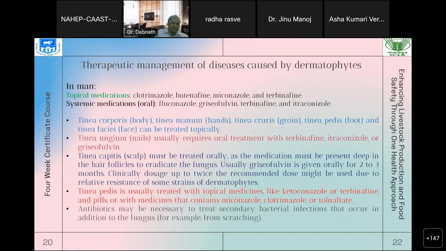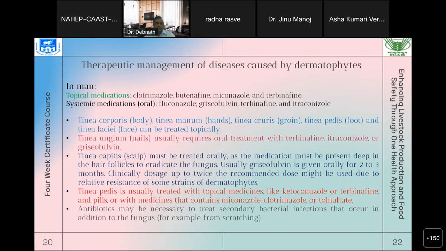Finally, I would like to mention the therapeutic management of this disease. For dermatophytes, the therapy is mostly, one, the topical application of different antifungal agents. Second is systemic application. Now it depends upon which portion of your body is affected. If you are suffering from tinea corporis, manuum, cruris or pedis, all are superficial infections of the skin, so we generally use topical antifungal agents. In case of tinea unguium, meaning nail, it usually requires oral treatment with terbinafine or griseofulvin. Tinea capitis also requires systemic application, because the infection goes up to the root hair, up to the hair follicles. So topical application many a time does not reach up to that level to act on the dermatophyte. So you again require the systemic application.